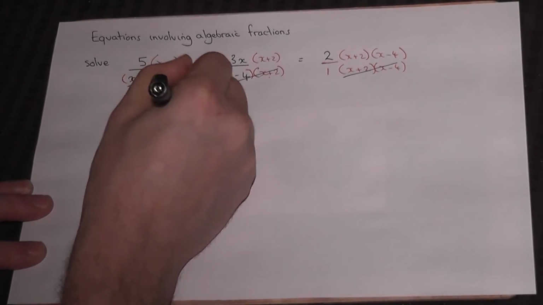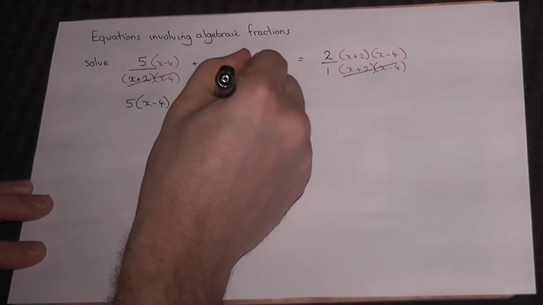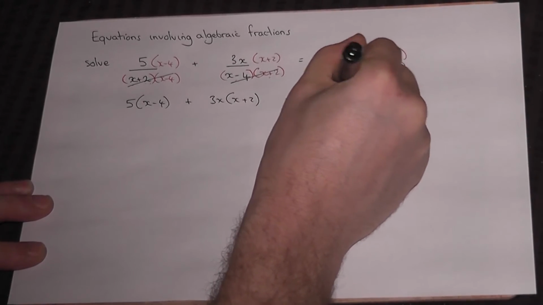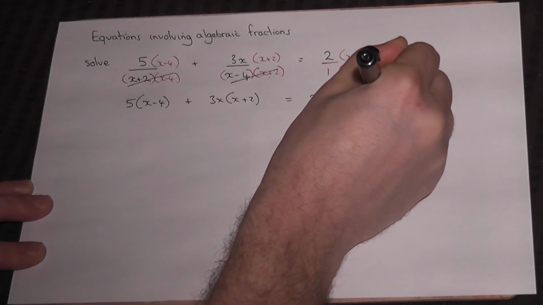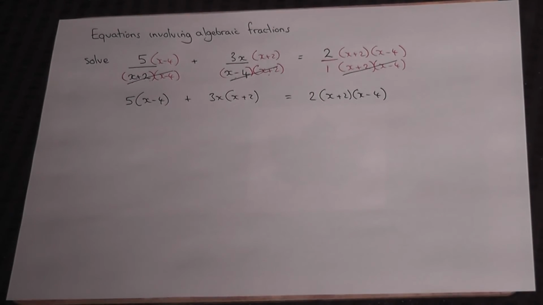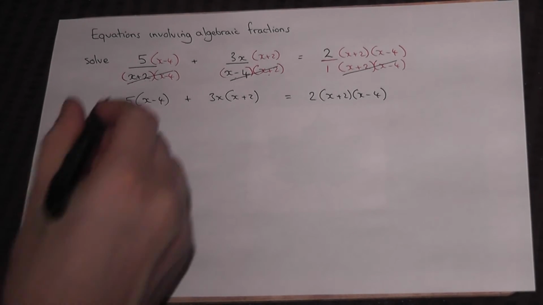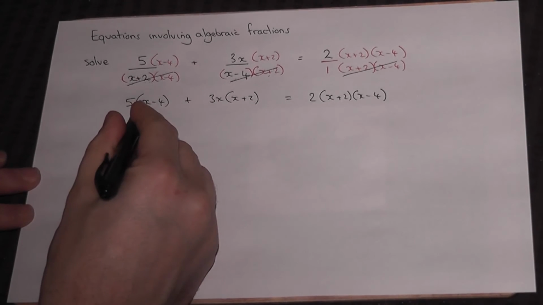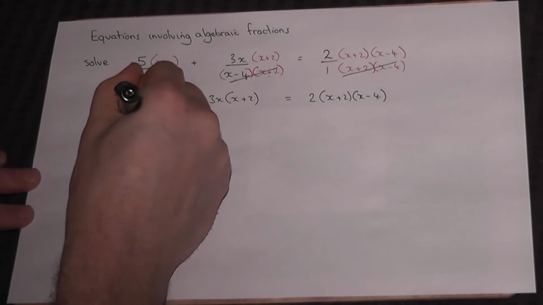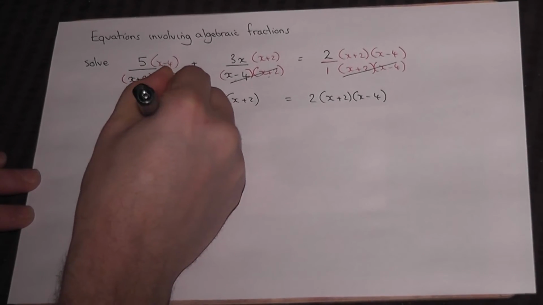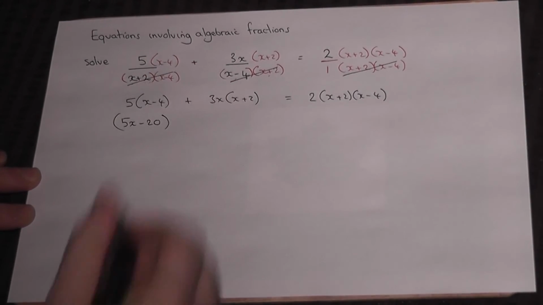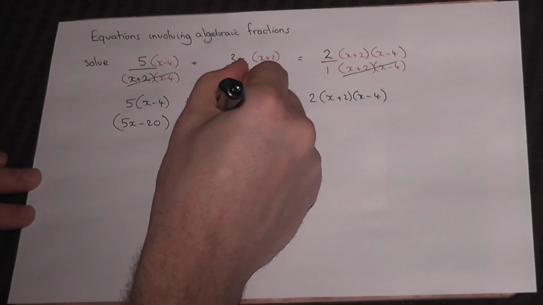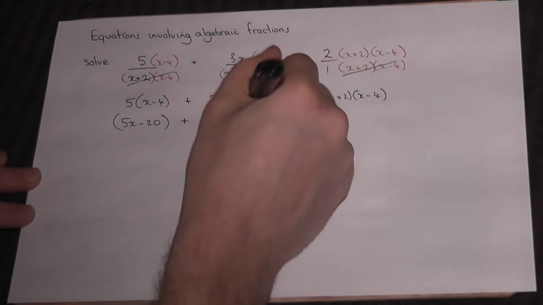5 bracket x minus 4, plus 3x bracket x plus 2, equals 2 bracket x plus 2, bracket x minus 4. Now, to solve this requires us to expand the separate parts first of all. So 5x take away 20, which I'll put in a bracket, plus the next part, 3x squared plus a 6x.